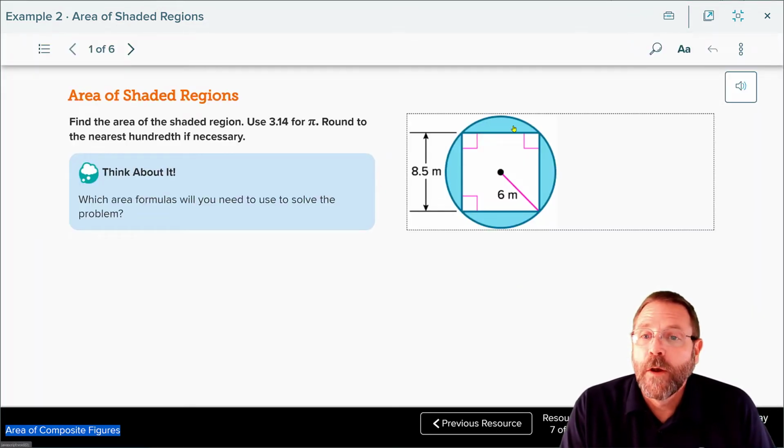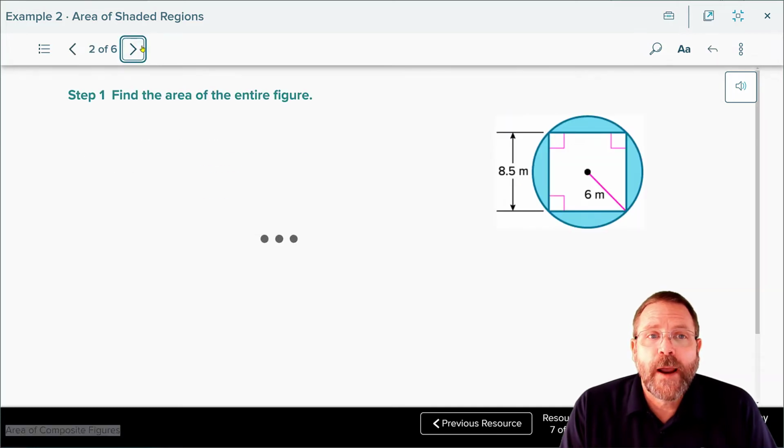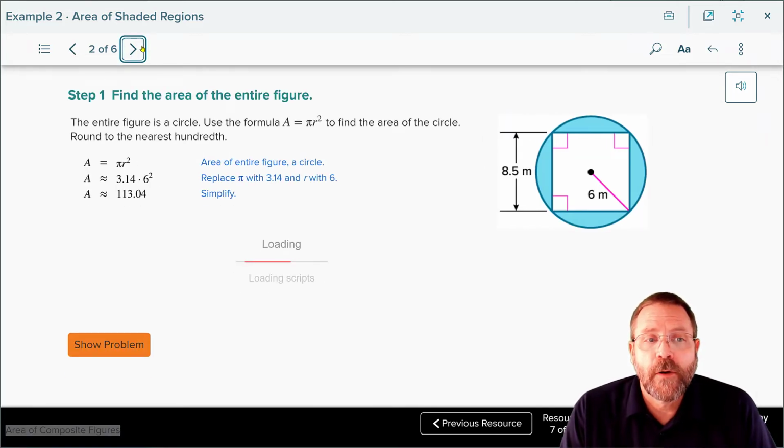Here we go. We have a shaded circle with an unshaded square inside of it. So to work this, the first thing we need to do is find the area of the circle. The next thing we need to do is find the area of the square, and then from there we're going to subtract the area of the square from the area of the circle.